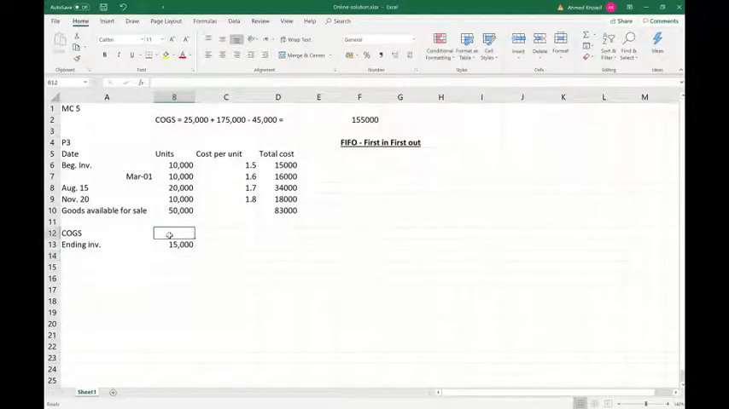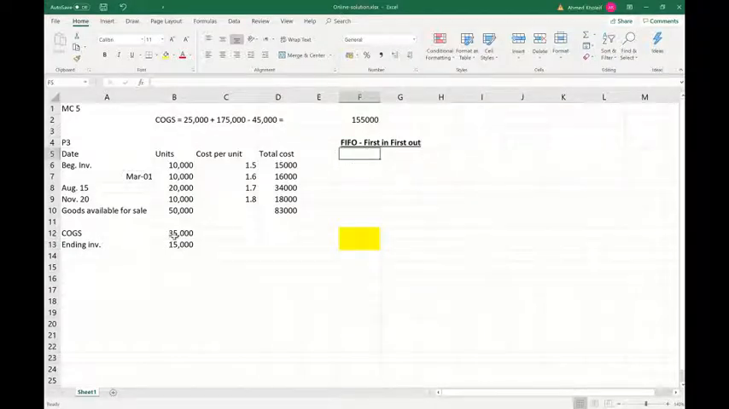This means that the number of units sold is the difference between the units available for sale, which is 50,000, minus the ending inventory, which is 15,000. So that is 35,000 sold, and 15,000 is still in the warehouse. We need to determine the cost of these items according to FIFO and LIFO, which is last in, first out. Starting with first in, first out.